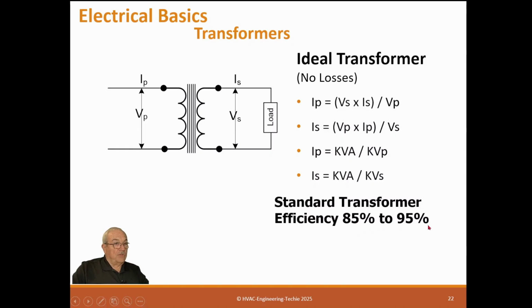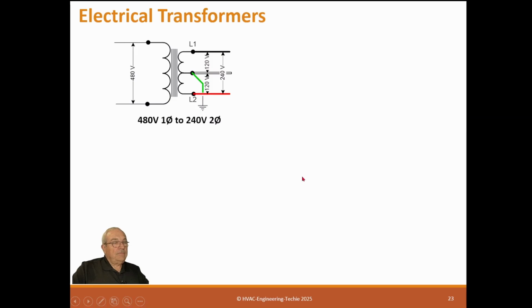So if you have a job that you're trying to find energy on, and you've got a bunch of 85% transformers, think about moving those to 95% transformers. All right, so this is a 480 volt single phase to 240 volt two phase. You can see the winding, the 480 volts coming in here, single phase. And then we have these windings. So we have a neutral to ground. We have a line 1 and a line 2, and these are both 120 volts, 240 volts across the phase.